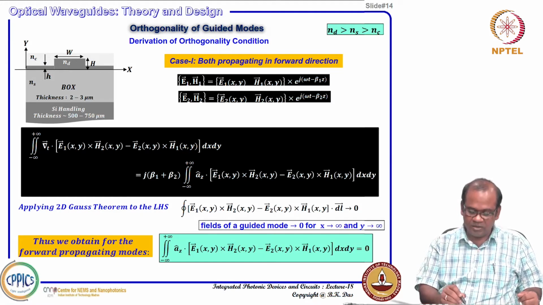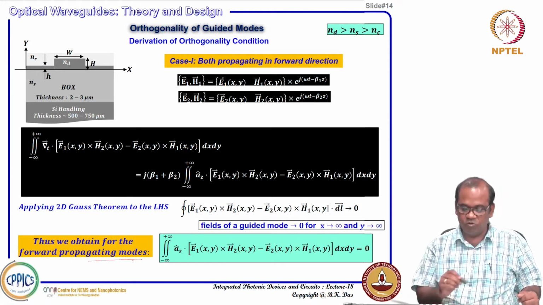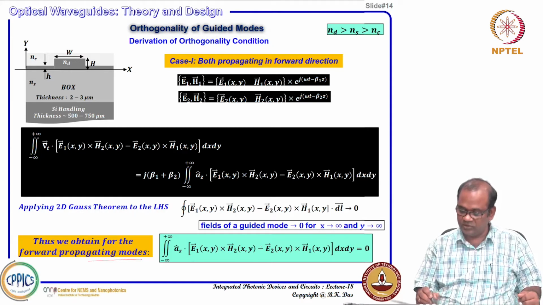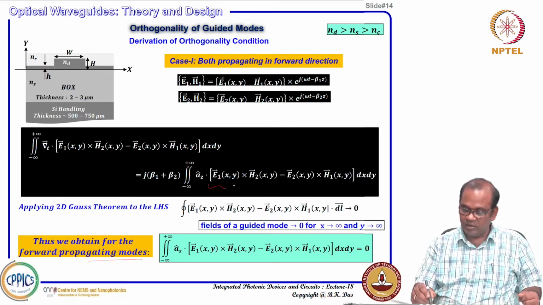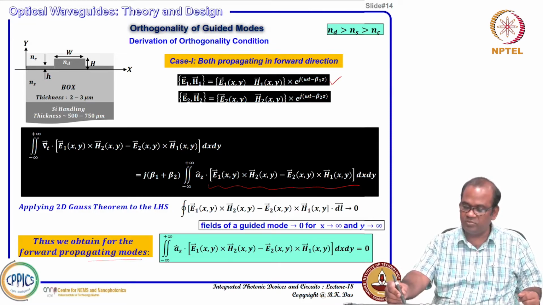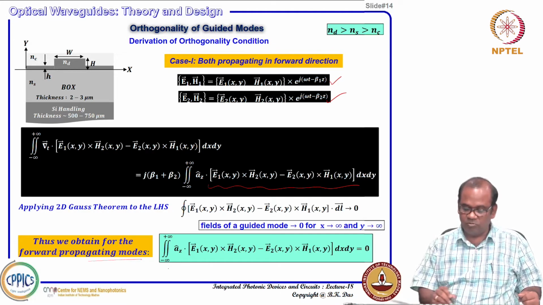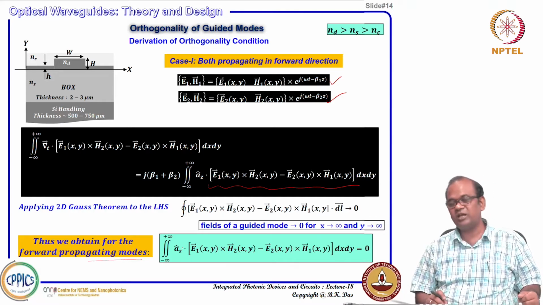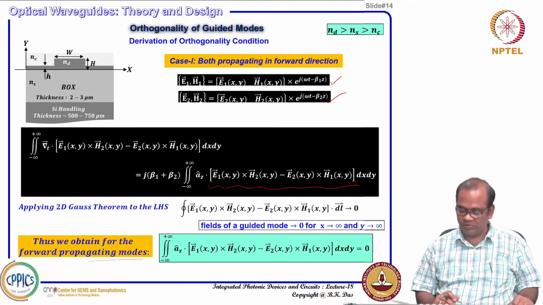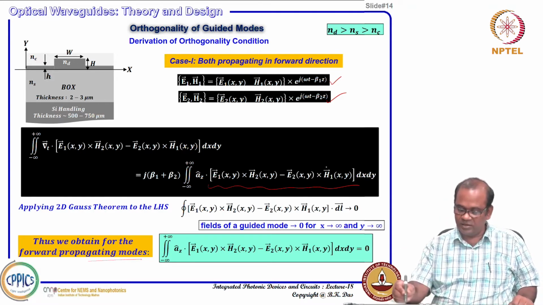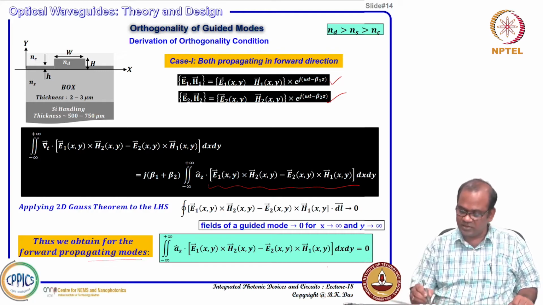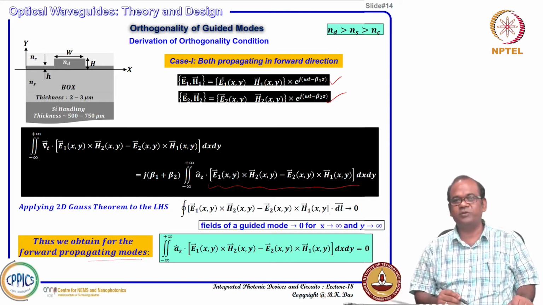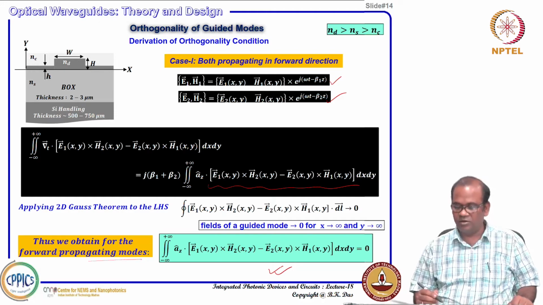So we obtain, for the forward propagating modes, like this. Only this one I am writing. We are considering two modes that are forward propagating, because of the minus sign: minus omega t minus beta z is meant for a forward propagating wave. So the left hand side is 0, which means the right hand side must also be equal to 0. We have written that.